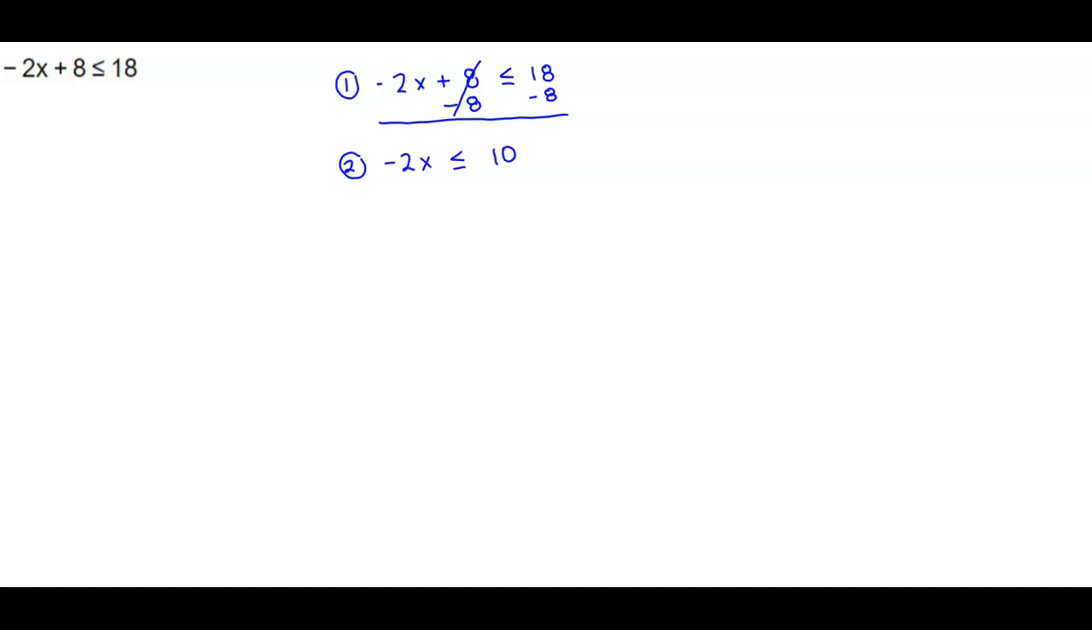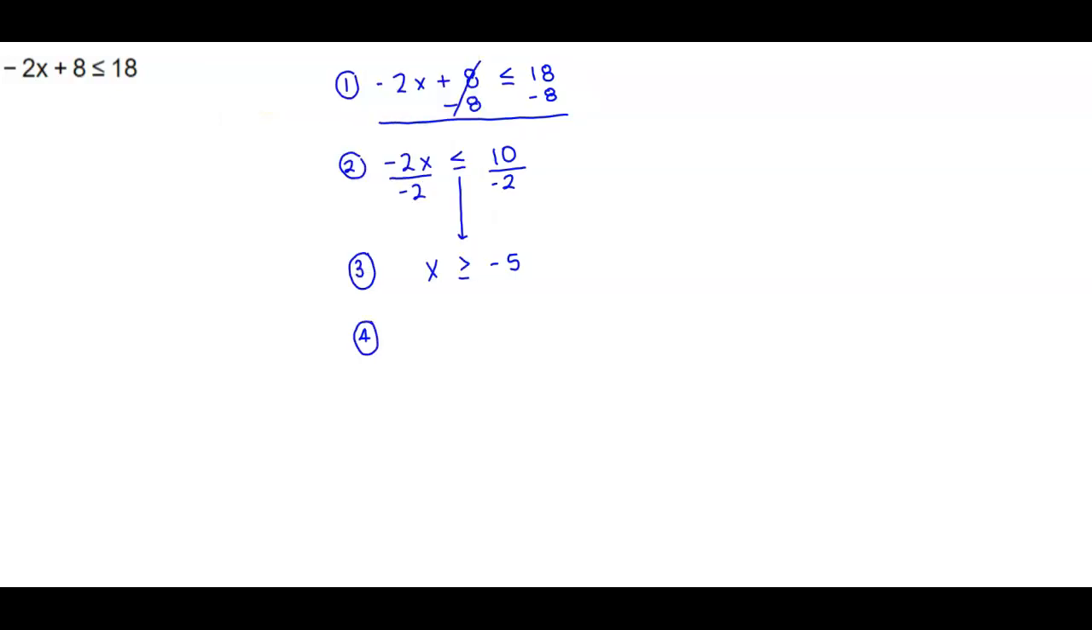Now the next step is that we need to divide both sides by negative 2 to isolate the variable. Now whenever you divide or multiply by a negative number, you immediately need to flip the inequality. So therefore, in step number 3, we have negative 2 divided by negative 2, which gives us x, and then 10 divided by negative 2 is going to give us negative 5. And so therefore, that is our answer.